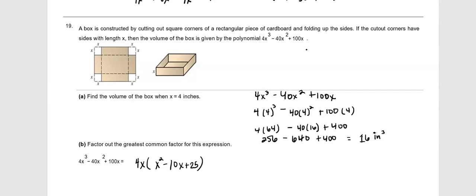And then we're asked to factor out the greatest common factor for this expression. So the GCF is 4x. So looking at 4, 40, and 100, 4 does divide into all three evenly. And x has the lowest exponent. So 4x is the GCF. And when we factor out 4x, we're left with the x squared minus 10x plus 25 in parentheses. And so this gives us the final answer.